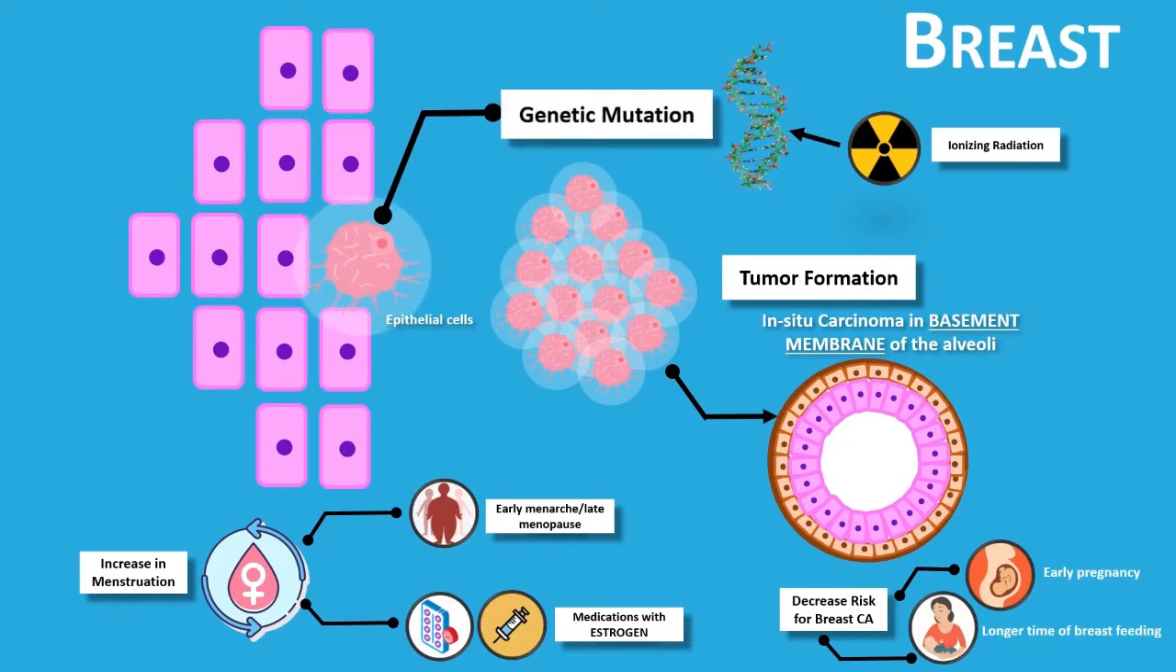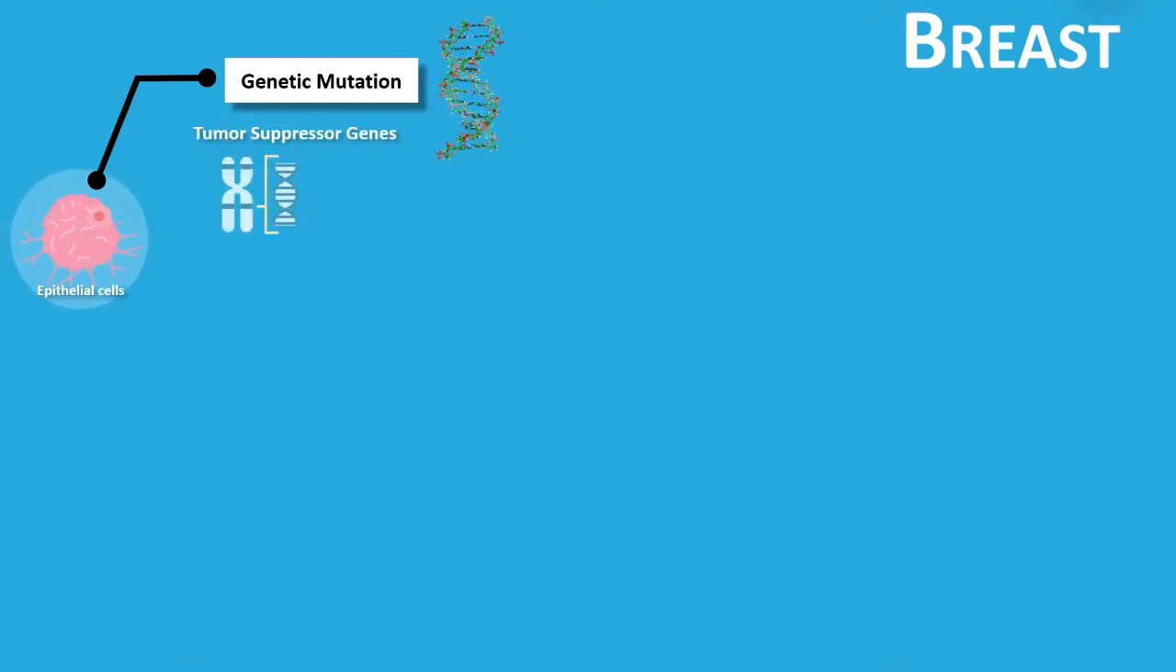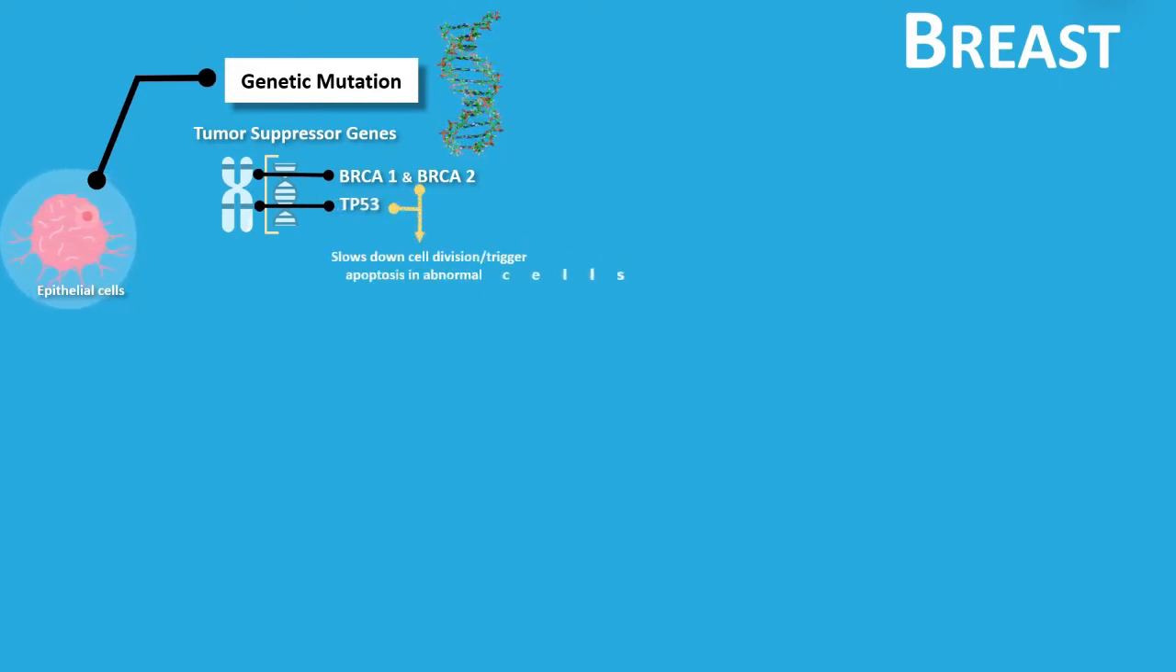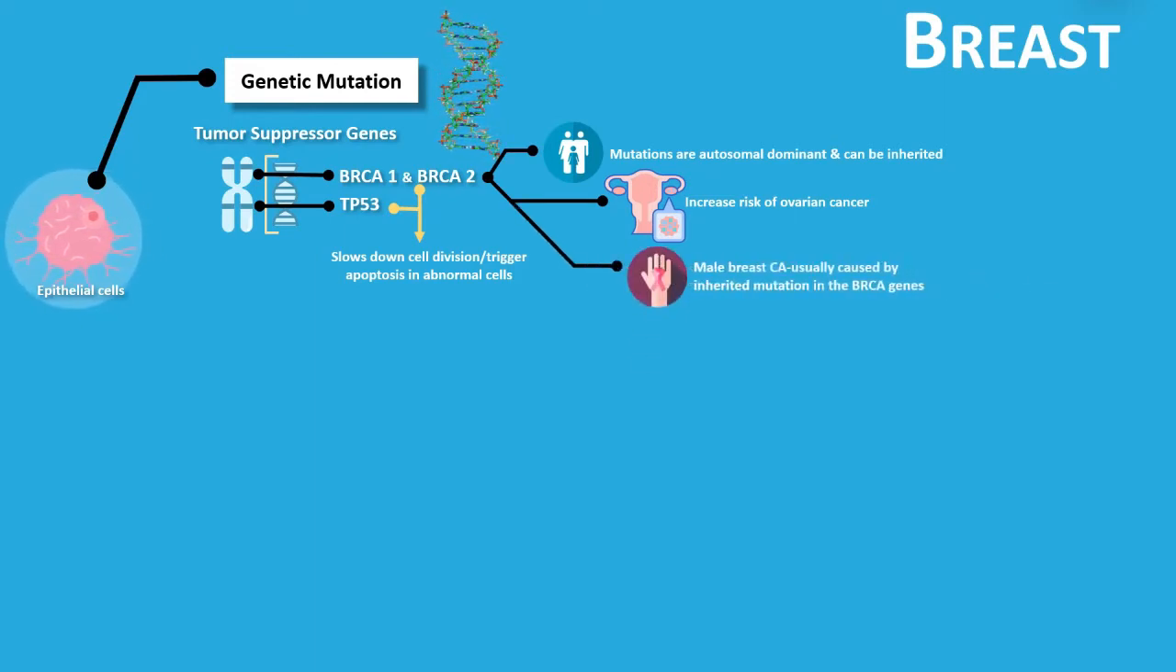Breast cancer has also been linked to mutations in specific tumor suppressor genes, such as the breast cancer gene BRCA1, BRCA2, and TP53, which slow down cell divisions or make cells undergo apoptosis when they divide uncontrollably. Mutations in both BRCA1 and 2 are autosomal dominant mutations, which can be inherited and cause familial breast cancer. In addition to breast cancer, they can also increase the risk of having ovarian cancer. In males, breast cancer is usually caused by inherited mutations in the BRCA1 and 2 genes.